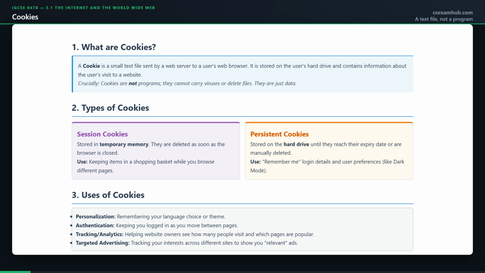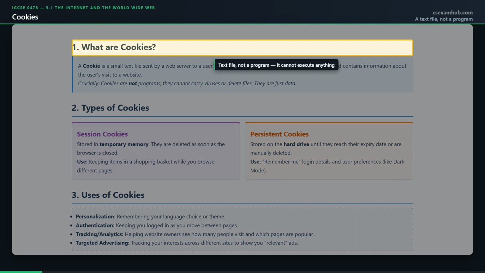A cookie is data. It is not a program, it cannot execute, it cannot run code, it cannot delete your files, and it cannot be a virus, because none of those things is possible for a file that contains only text. When it is read by the website that created it, it is that website's code doing something with the value, not the cookie doing anything at all. Hold on to that, because it separates the concern about cookies that is real from the one that is not.